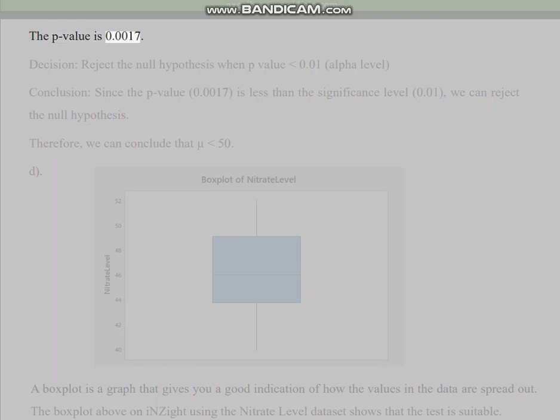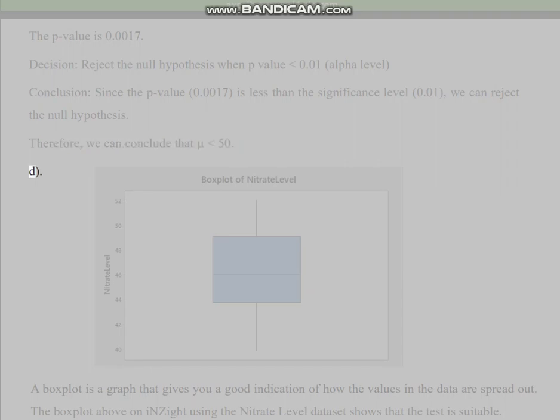The p-value is 0.0017. Decision: reject the null hypothesis when the p-value is less than 0.01, the alpha level. Conclusion: since the p-value 0.0017 is less than the significance level 0.01, we can reject the null hypothesis. Therefore, we can conclude that the mean is less than 50.